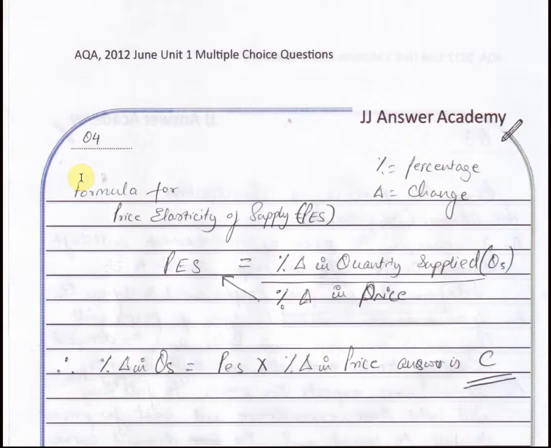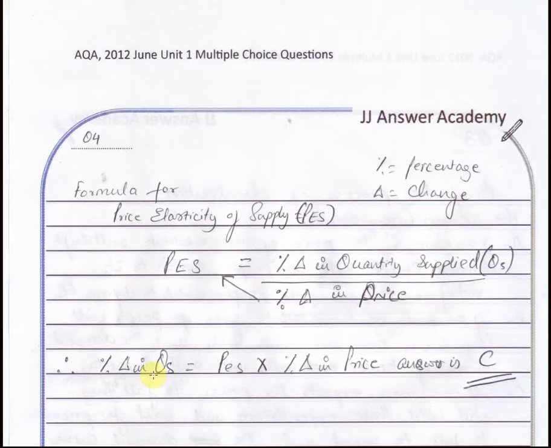This question is about price elasticity of supply, and the formula for price elasticity of supply, which is PES, is percentage change in quantity supplied, which is QS, and percentage change in price. I've given you the key over here: percentage, that's the symbol, and change, the small triangle is the symbol.